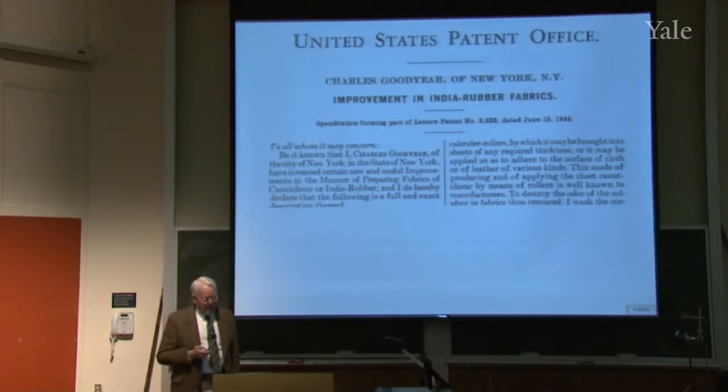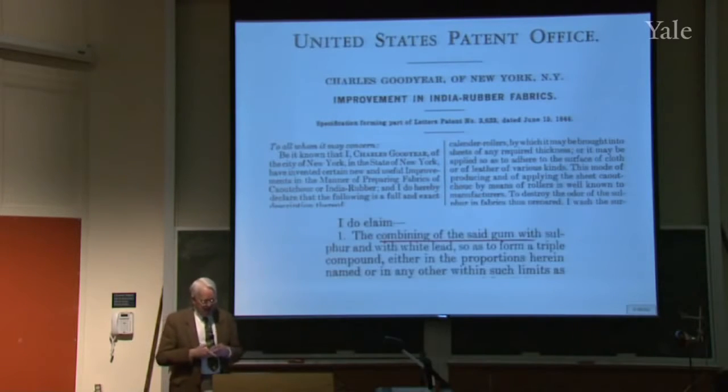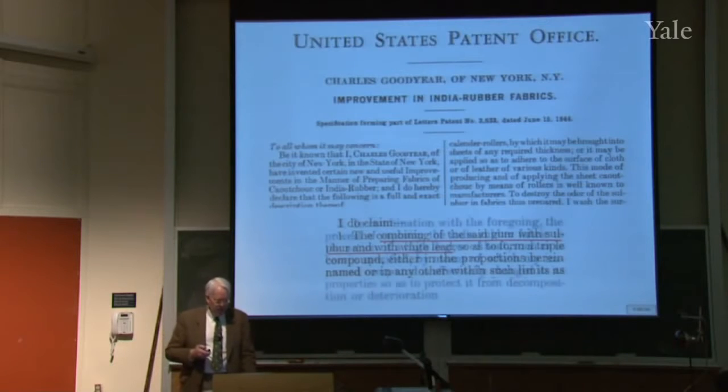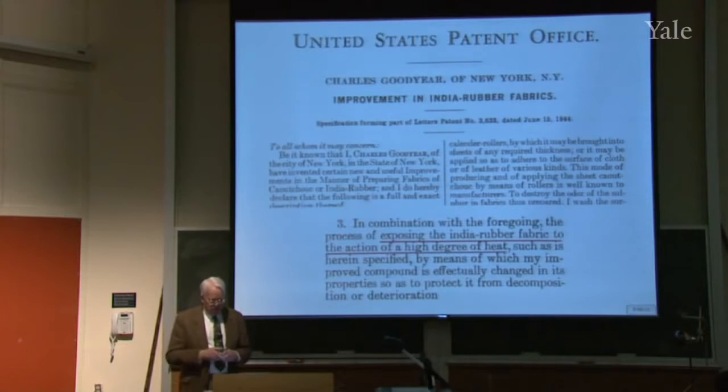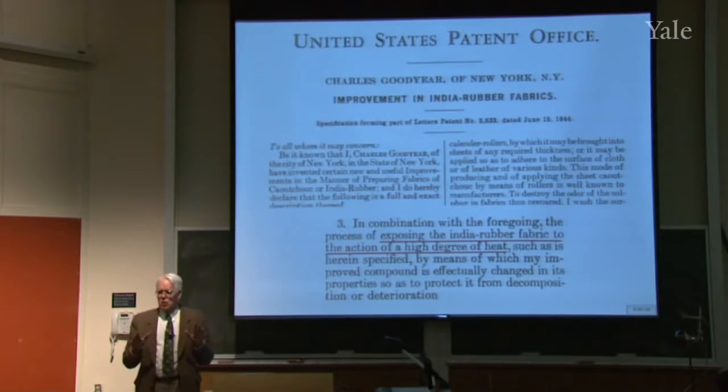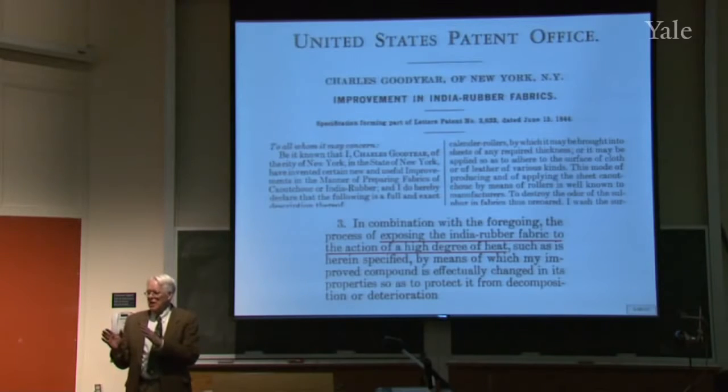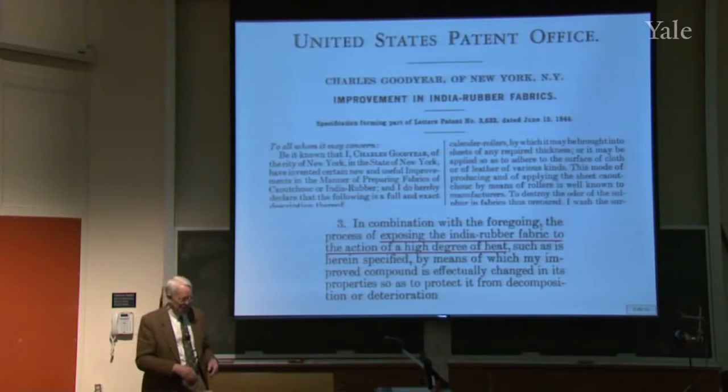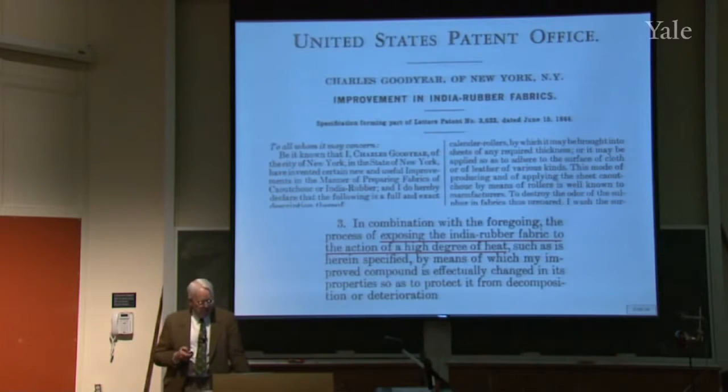So he got a patent, and this is the beginnings of the patent, and he says he claims combining said gum with sulfur and with white lead so as to form a triple compound. The lead's not used anymore. Okay. In combination with the foregoing, the process of exposing the India rubber fabric to the action of a high degree of heat. He had made a whole bunch of raincoats, sort of Macintosh style, and had put them in the closet during the summer to bring out when it got rainy again. And when he went to get them, they were just all one big gooey mass. So this was really appealing to him to patent this so he could make fabric from it.